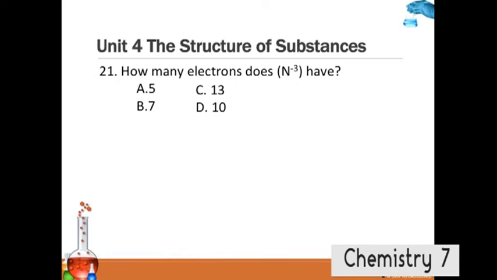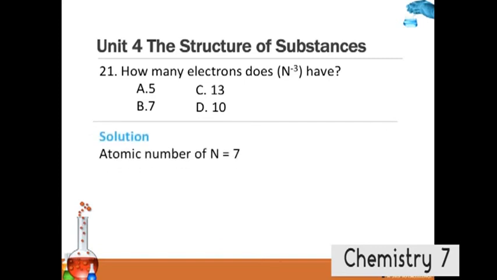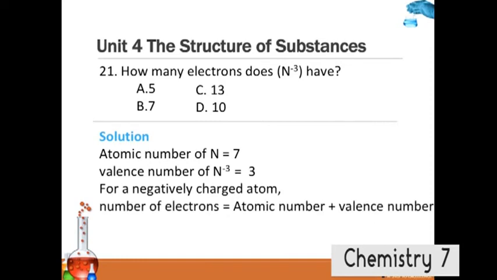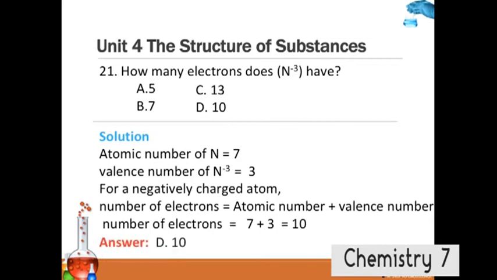How many electrons does nitrogen minus 3 have? 5, 7, 13, or 10? The atomic number of nitrogen is 7. The valence number of N minus 3 is 3. For a negatively charged atom, the number of electrons is the atomic number plus the valence number. So the number of electrons is 7 plus 3 equals 10. The answer is D, 10.